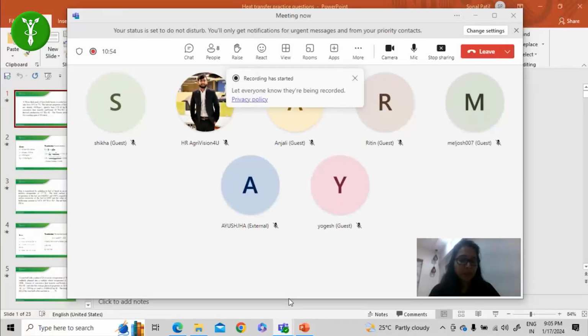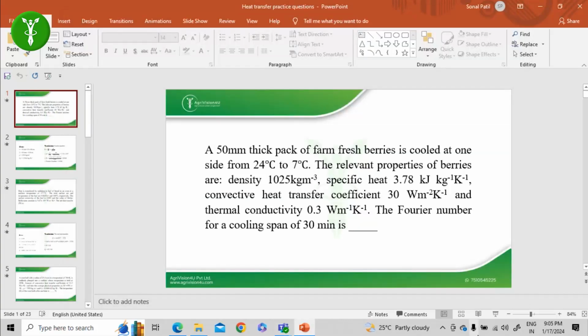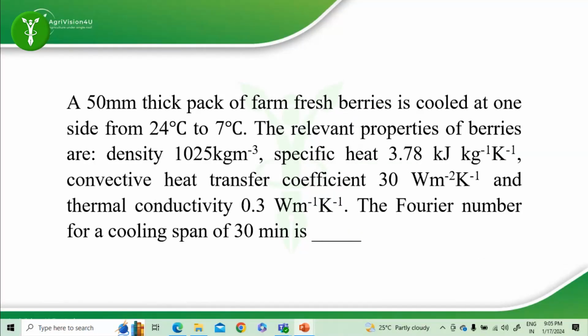Before we proceed, I will share my screen with you. Is the screen visible? Yes, ma'am. Okay, so let us proceed with today's problem statement number 1. Can you see the problem statement here? Let us go through the problem statement first.